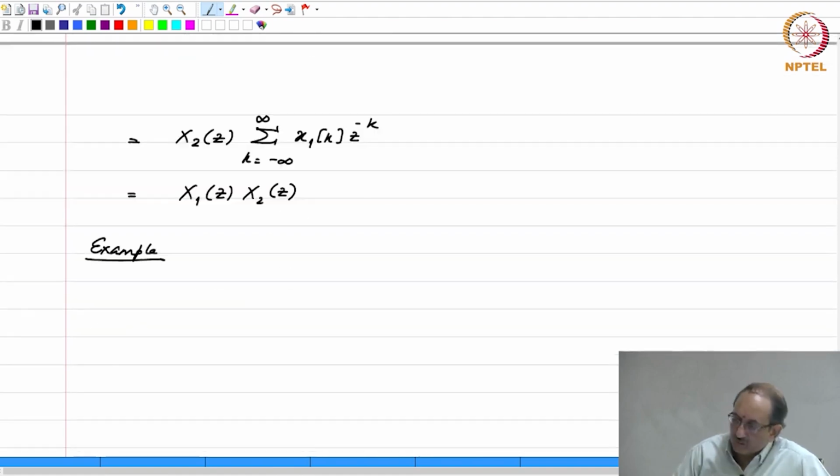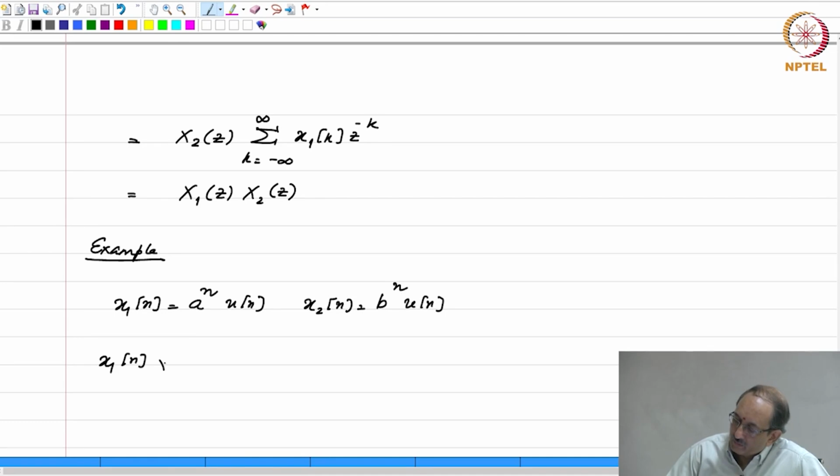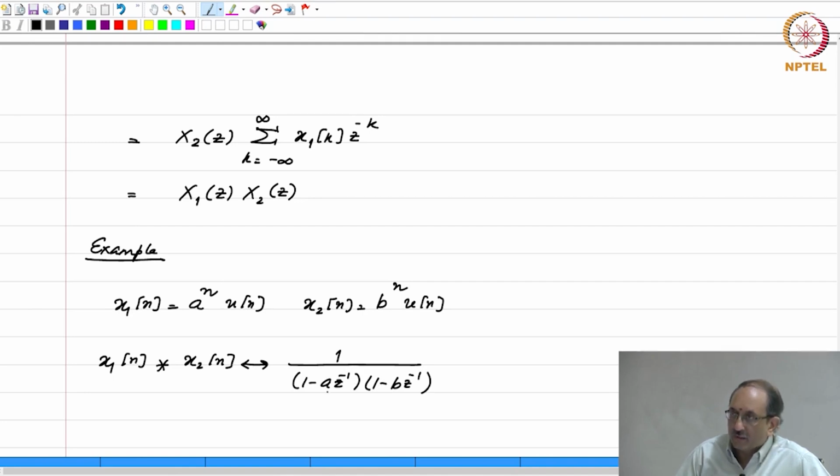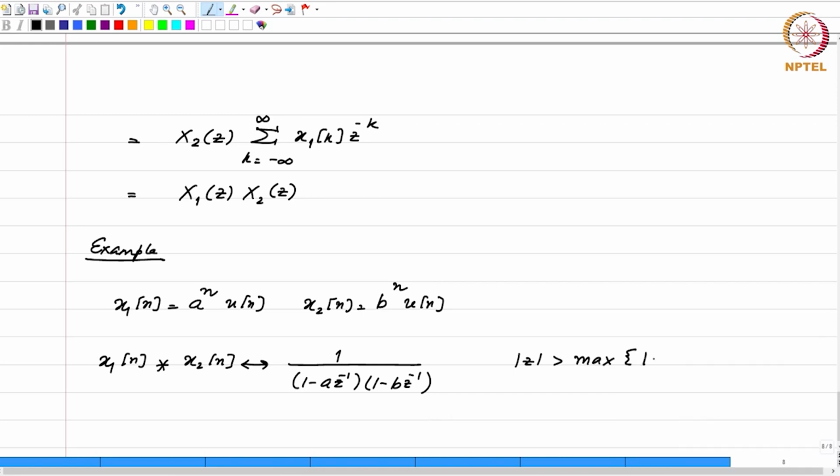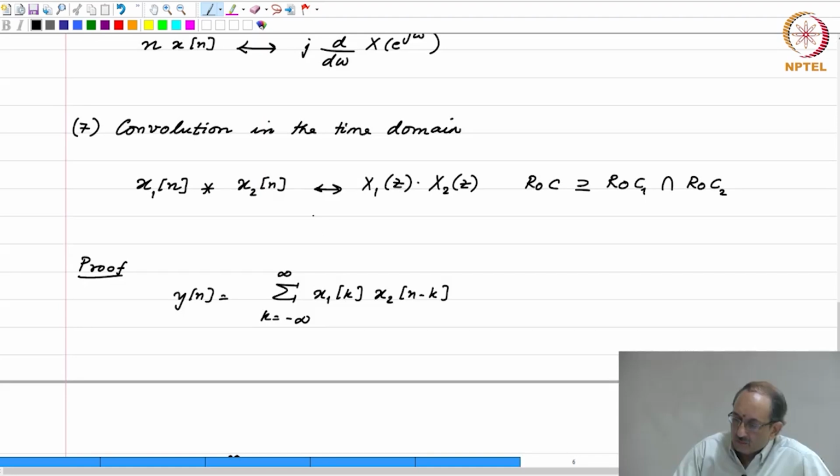And as a simple illustration of this, if you had x1 as a to the n u of n and x2 of n to be b to the n u of n, then x1 convolved with x2 of n would have transform 1 by 1 minus a z inverse times 1 by 1 minus b z inverse, and the ROC will be mod z greater than max of mod a and mod b. The corresponding dTFT is nothing but x1 of e to the j omega times x2 of e to the j omega.